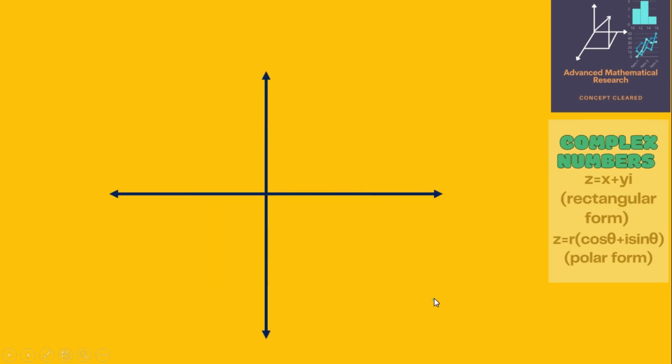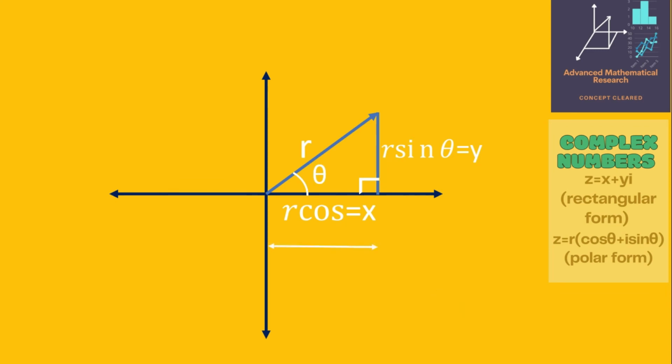So again, consider the x and y axis. Consider a point which is at a distance r, and its inclination is theta with respect to the axis. Draw a perpendicular, and the projection of r. This is just a revision. After each class, I will provide a complete revision of what we have learned so far. The projection of r onto the x-axis is r times cosine theta. The projection of r onto the y-axis, called the y component, is r times sine theta. Now any complex number z can be written as x plus i times y.